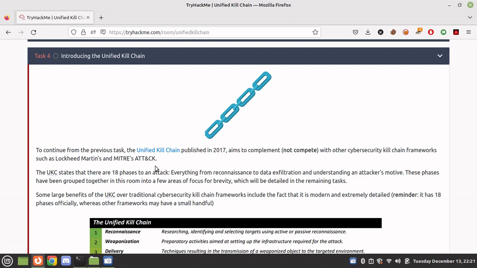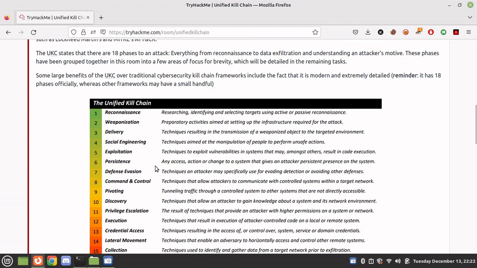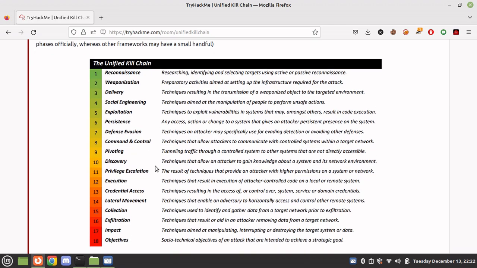The UKC states that there are 18 phases to an attack, everything from reconnaissance to data exfiltration and understanding an attacker's motive. These phases have been grouped together in this room into a few areas to focus on brevity, which will be detailed in the remaining tasks. So basically, there are 18 phases here.